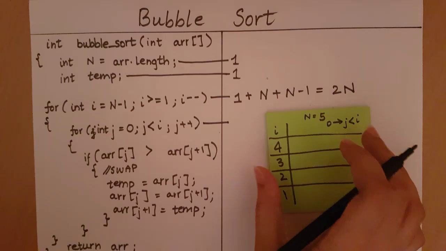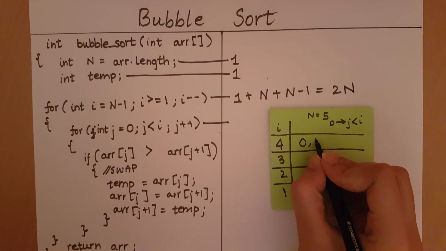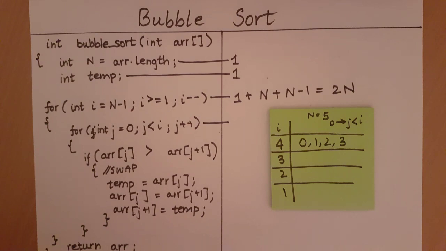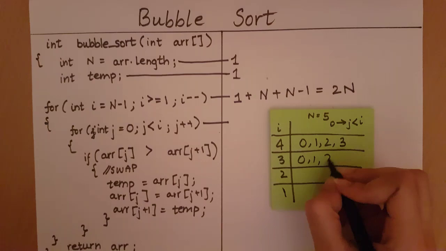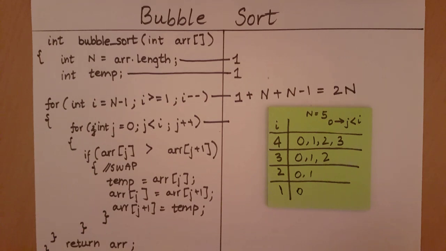So the j values will be 0, 1, 2, 3. It will not reach 4 because we have not said j is less than or equal to i. We have said j is strictly less than i. For i equal to 3, j will be 0, 1, 2; for i equal to 2, it will be 0, 1; and for i equal to 1, it will be 0. So, how many times does this j loop execute?